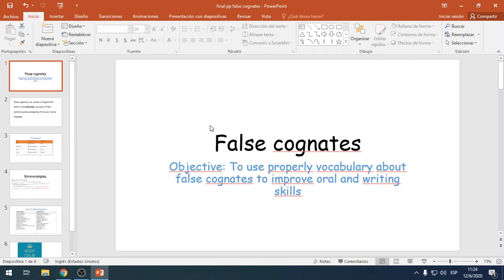Today I'm presenting the first topic we are evaluating in what is our third block. In this block, we are going to begin by studying what false cognates are. This is vocabulary, and the topic is vocabulary related to false cognates. As you can see, the main objective is that you can properly use vocabulary about false cognates to improve oral and writing skills. So here you have the main objective.